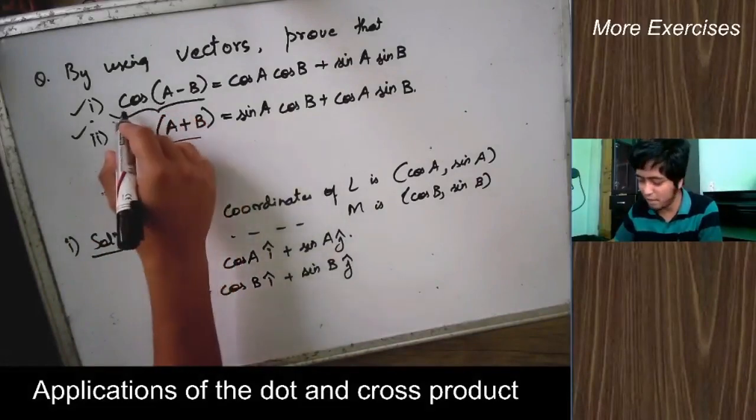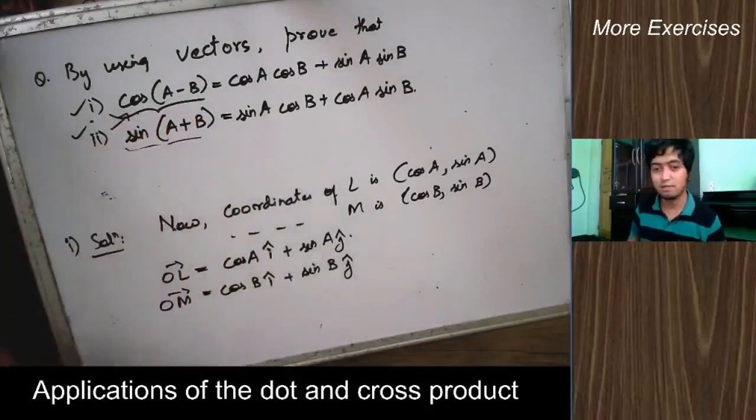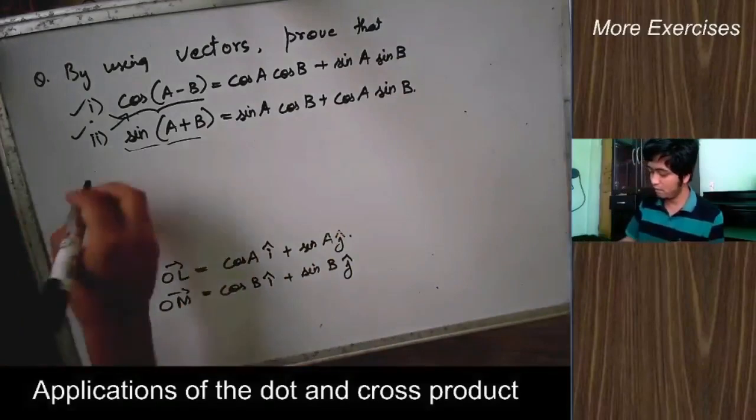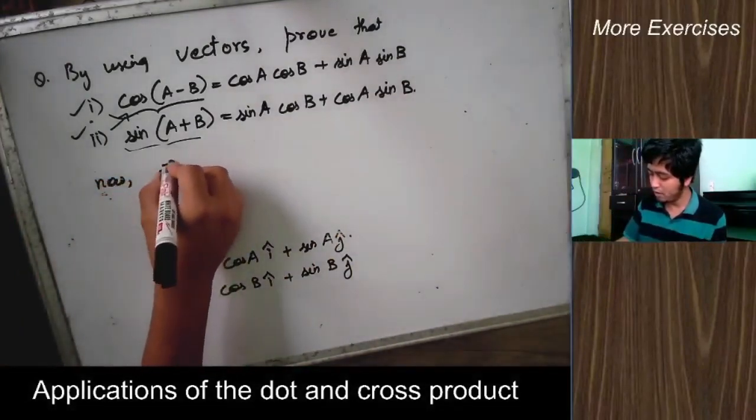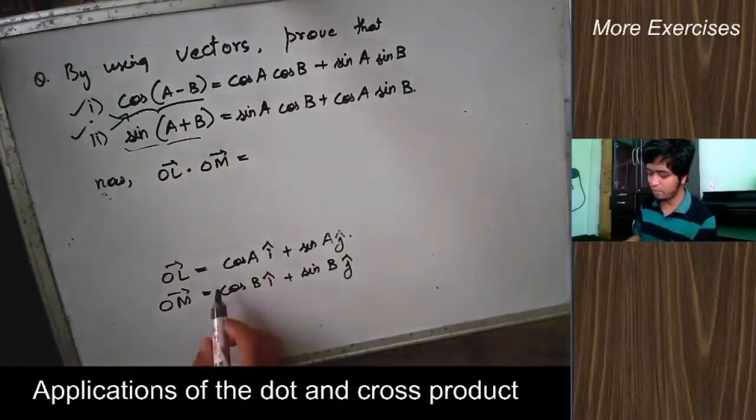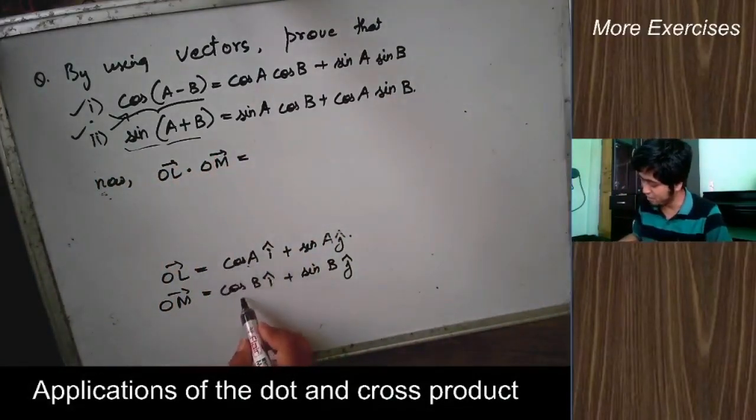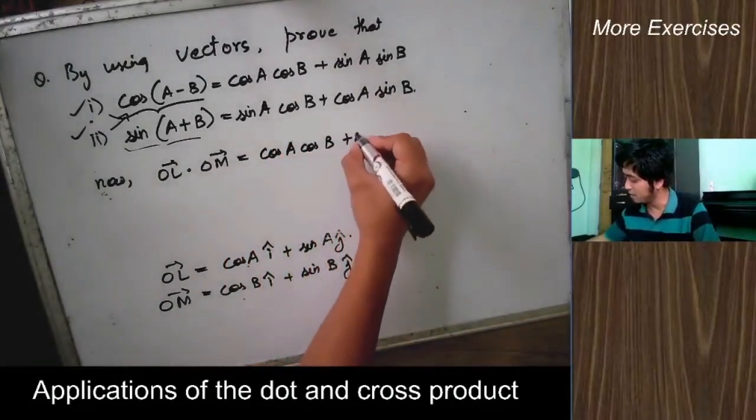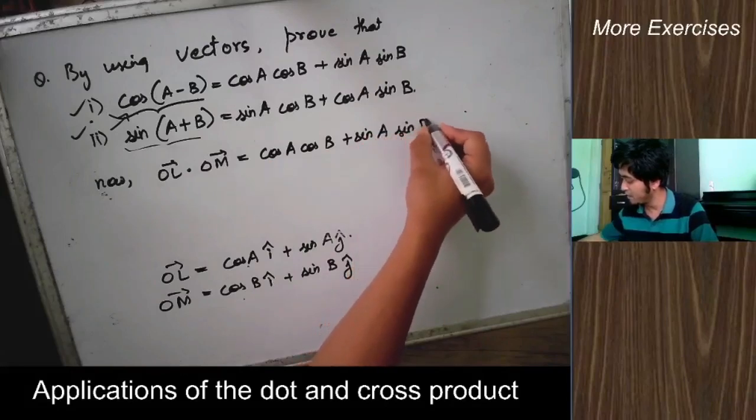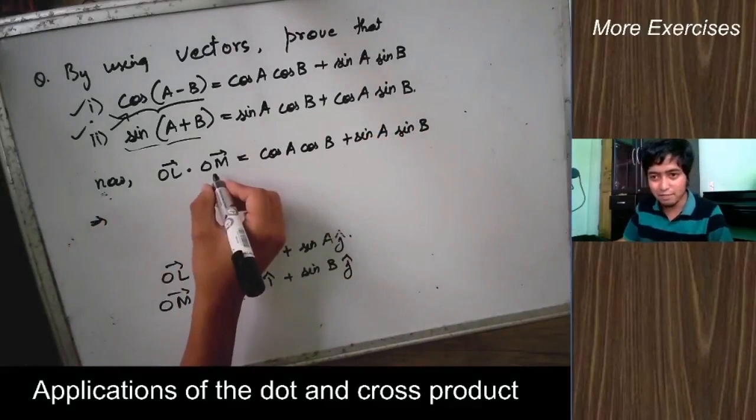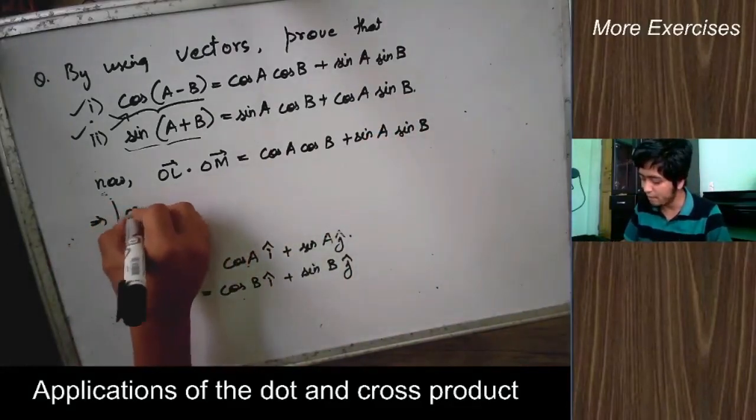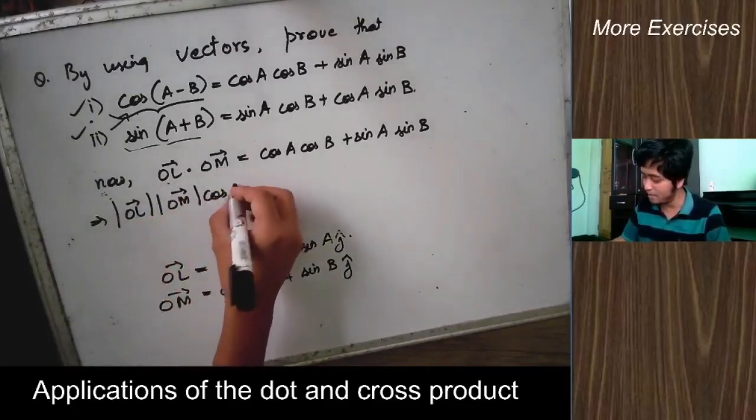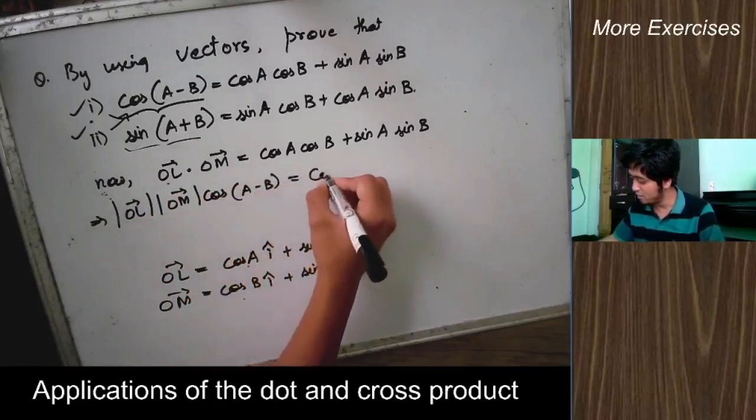For equation 1, we will be using the dot product because it is cos. So now just find OL dot OM. How much will it be? OL dot OM, we can easily write as cos A cos B plus sine A sine B. And if you expand this using the formula for the dot product, we will have |OL||OM| cos of the angle between OL and OM, which is A minus B. So we are done.